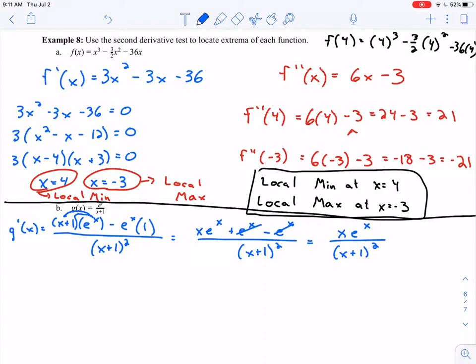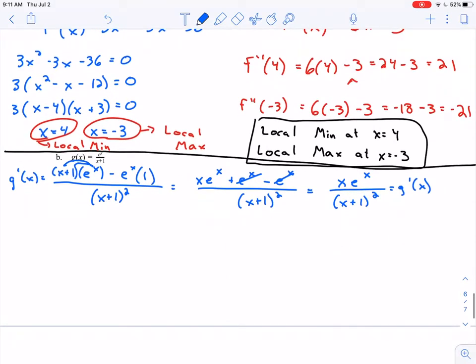So here is my first derivative. This is g prime of x. I need to use that to find the critical points of my function. So I'm going to, first of all, set my derivative g prime of x equal to 0.